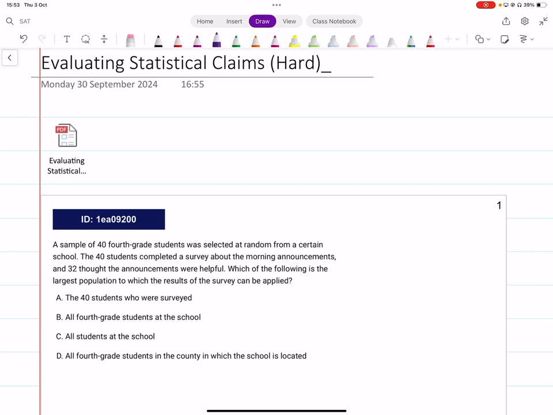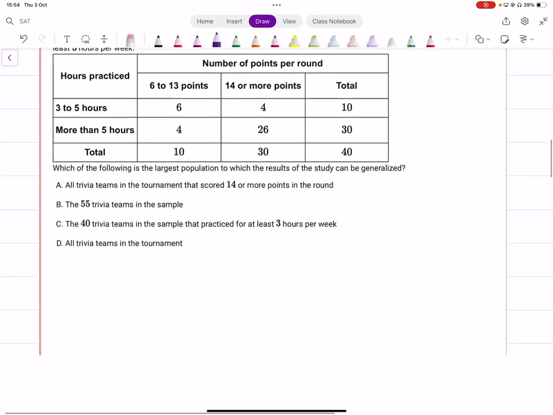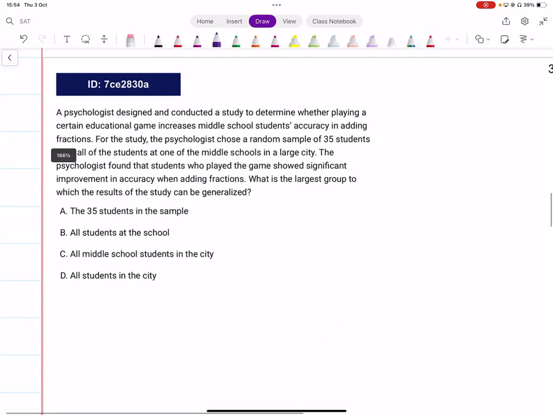Evaluating statistical claims. From this PDF, you have asked me to do question number 3 first of all. Let's start with this one. A psychologist designed and conducted a survey. By the way, if you have statements this long, what you should first do is look at the last sentence to see what they are asking. Okay. So what's the largest group to which the results of the study can be generalized?